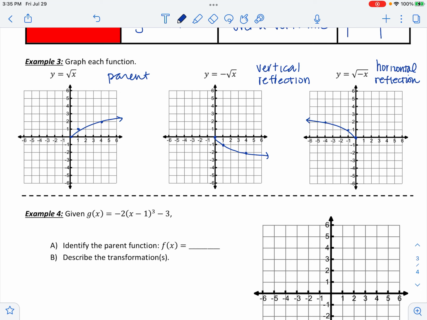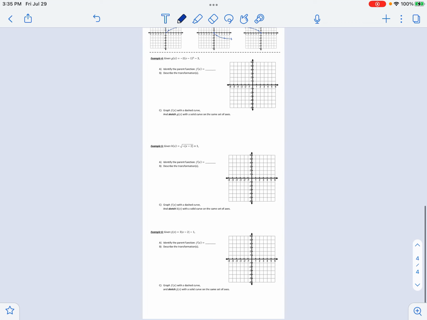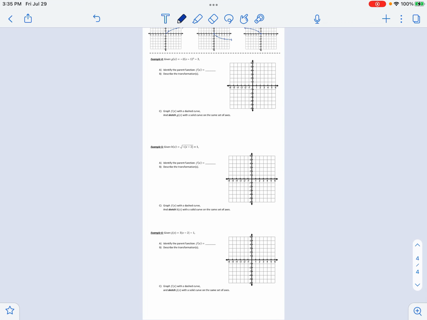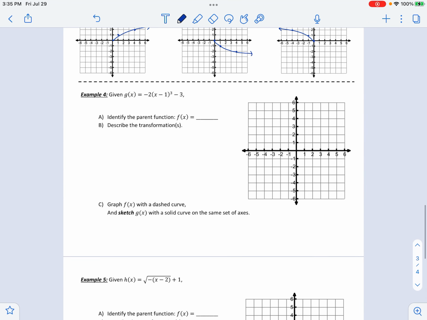Okay, so now we're going to throw this all together, right? We have 3 graphs to do. You have to state what the parent is, describe each transformation, and then graph it. Notice it also says for C right there, you're not just graphing the new function, you're going to graph the parent with a dashed curve, and then you are going to graph the new function with a solid curve.